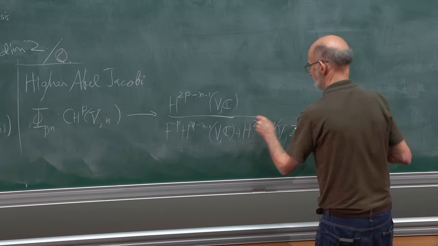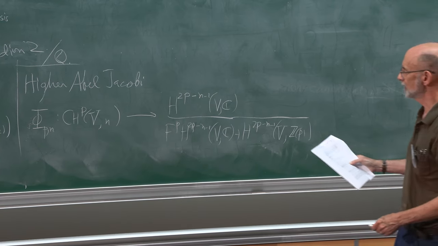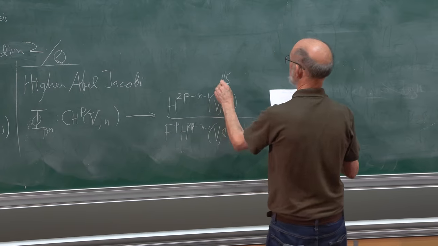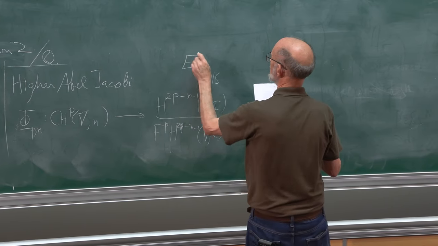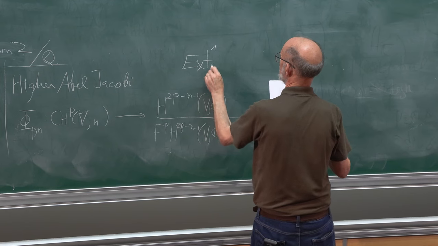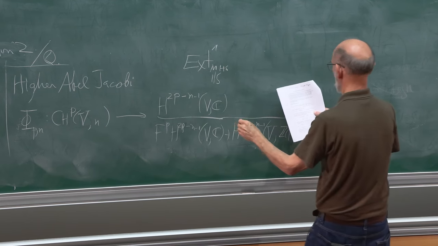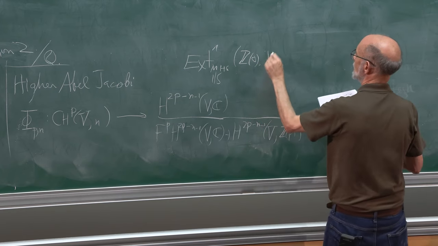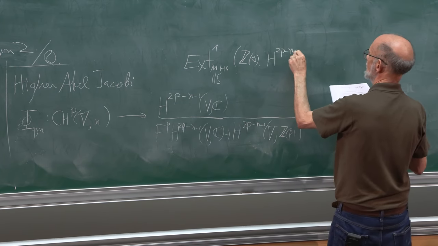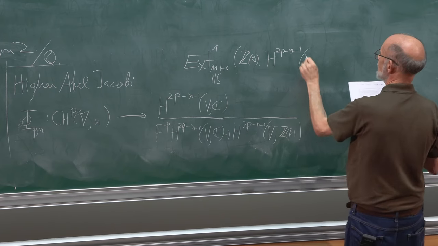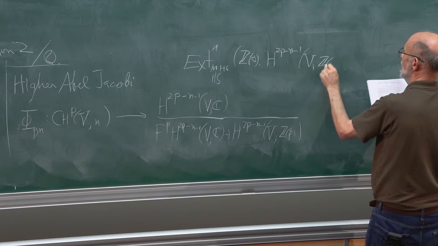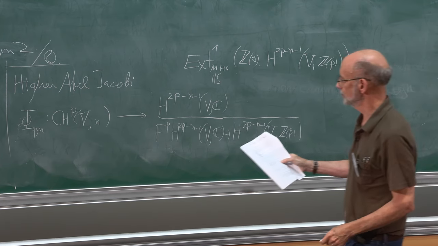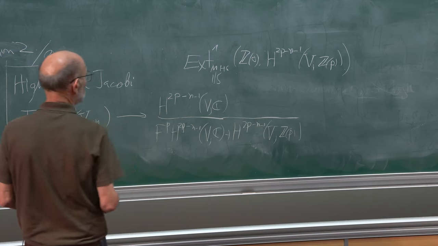Well, that's the kind of thing that only a mother could love, but it reveals itself to be isomorphic to X1 in the category of mixed Hodge structures of Z of 0 by H 2P minus N minus 1 of V Z of P. Okay, so that's the general shape of this thing.